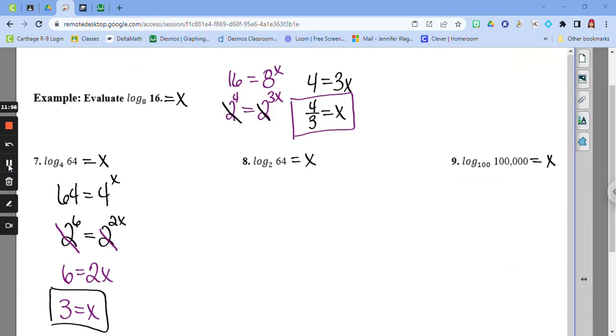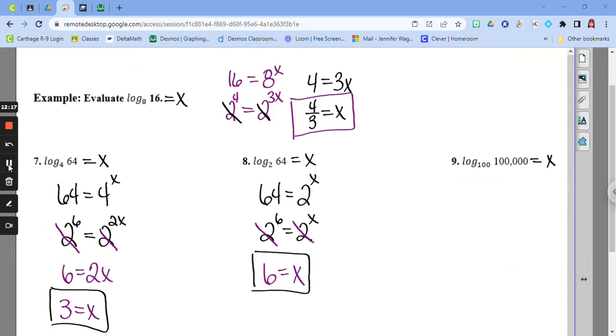All right. Go 64 equals 2 to the x. We know 64 is 2 to the 6th. Drop the bases. 6 equals x.